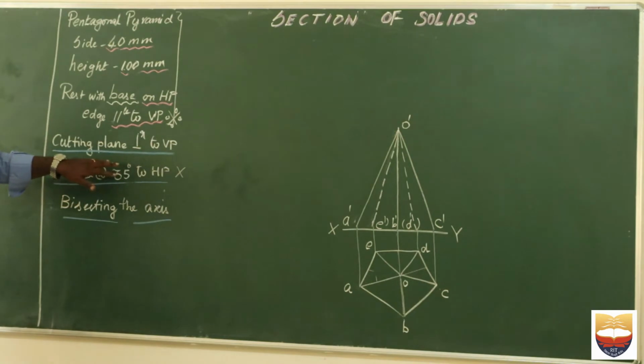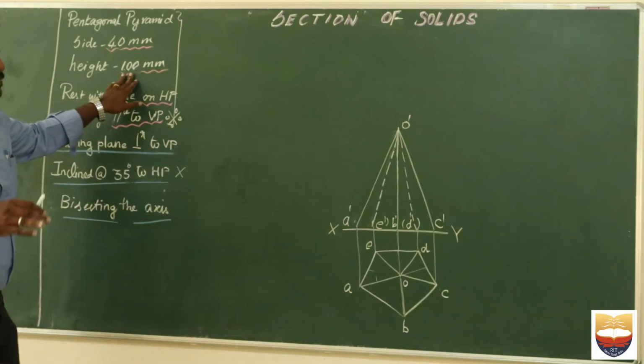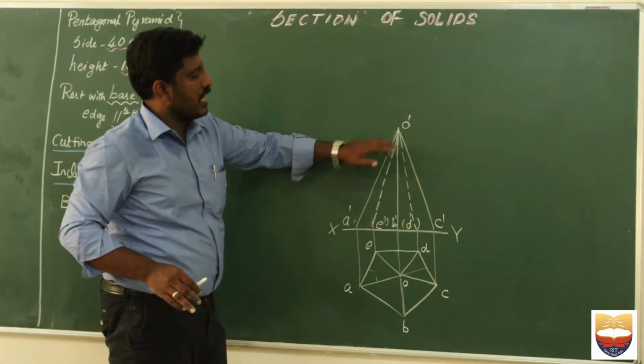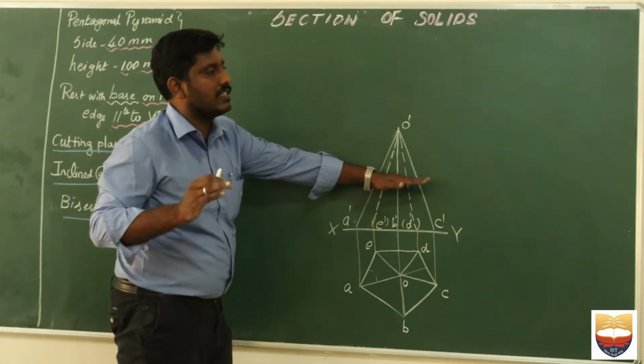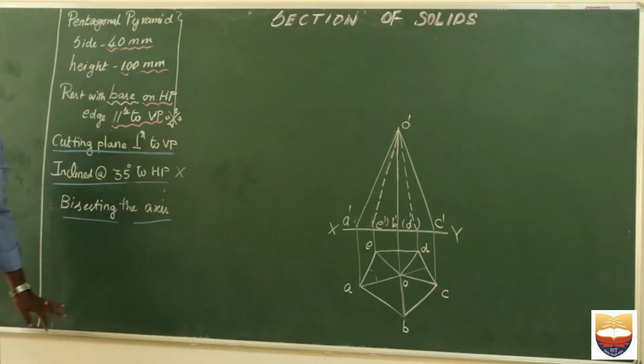Now let us come to our cutting plane. See, the cutting plane is perpendicular to VP and it is inclined at an angle of 35 degrees to HP. Okay, and it is cutting, bisecting the axis. So what is the meaning of bisecting the axis? See here, what is the height given? 100 mm. So for example, from the base, if it is bisecting the axis, it is nothing but the midpoint of the axis. So it is very important.